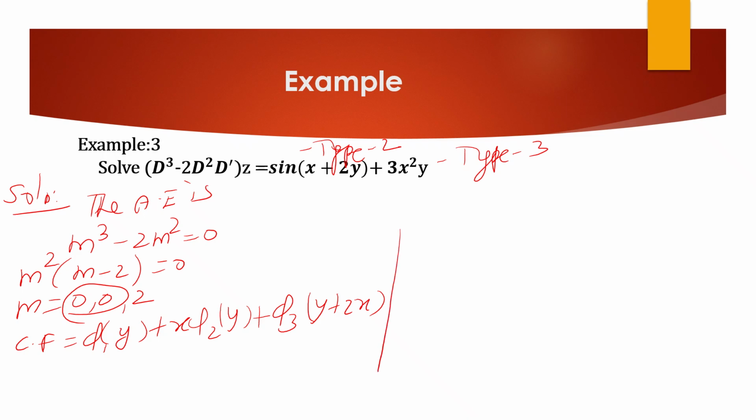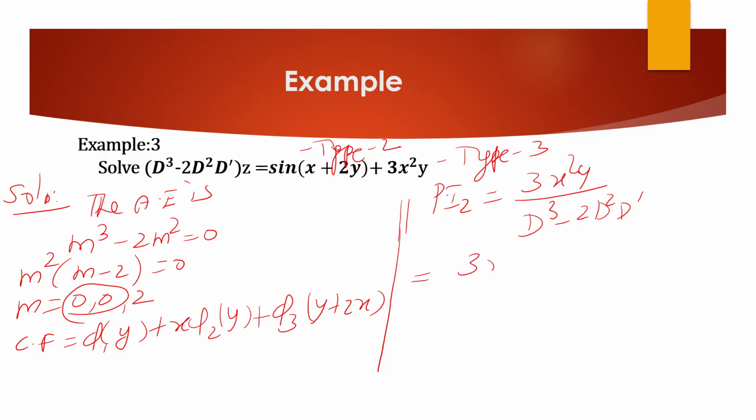Now I'm going to consider only the second function and find its corresponding particular integral. Let it be PI2. So it is 3x square y divided by D cube minus 2 D square D dash. First we have to write the denominator f of D, D dash in the form 1 plus f of D, D dash or 1 minus f of D, D dash. I want 1 as the first term, so I'm going to take D cube outside from the denominator.